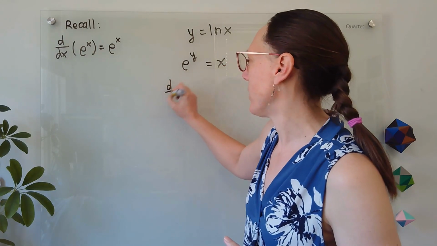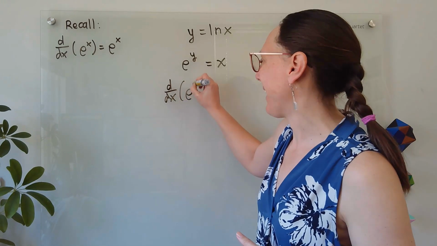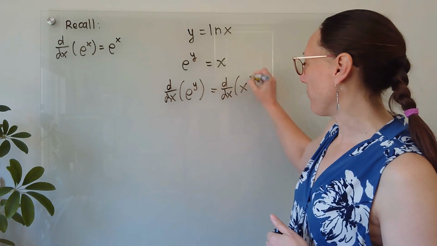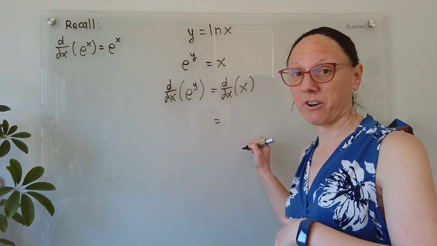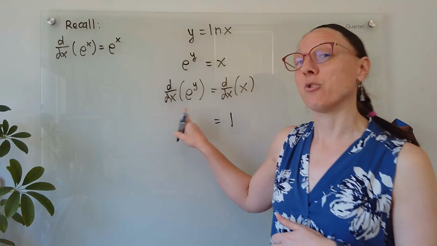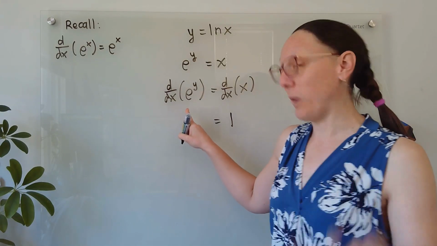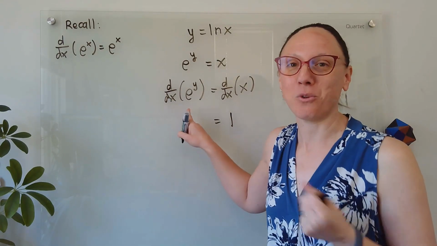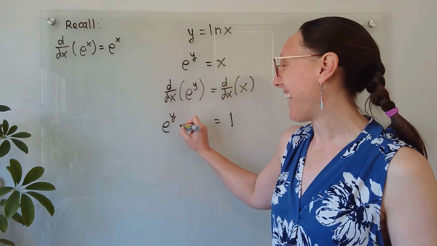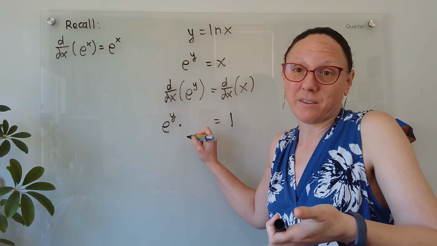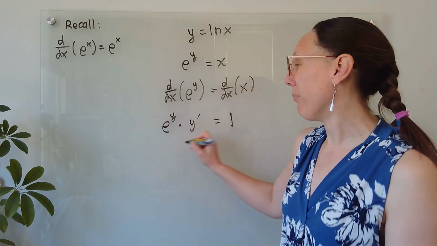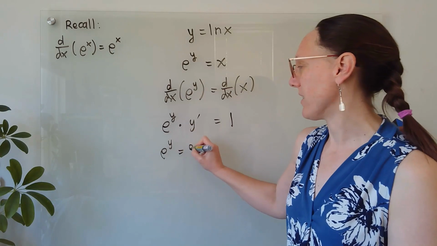A couple of different notations for that. I kind of like this one, the d dx of both sides. I'll do the easy side first. The derivative of x with respect to x is 1. And the derivative of e to the y with respect to x, I'm going to get e to the y, and then chain rule or implicit differentiation is going to mean that I've got to multiply by y prime, or I could also call that dy dx.